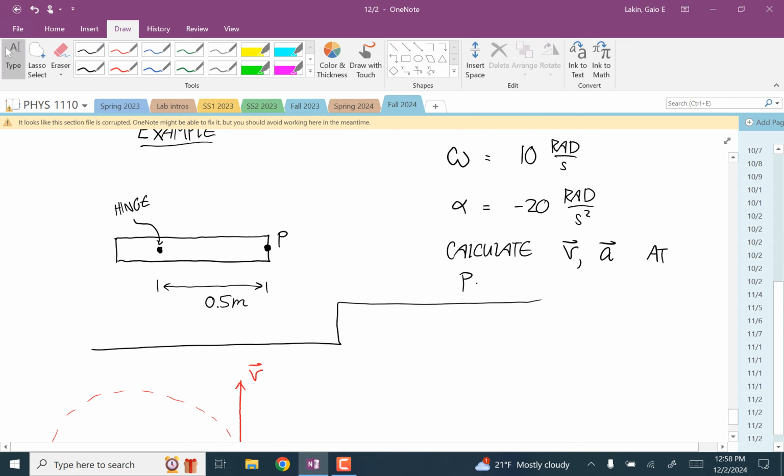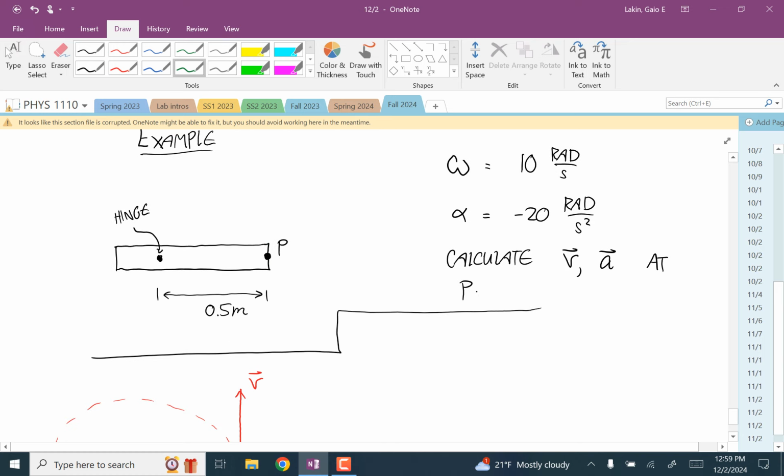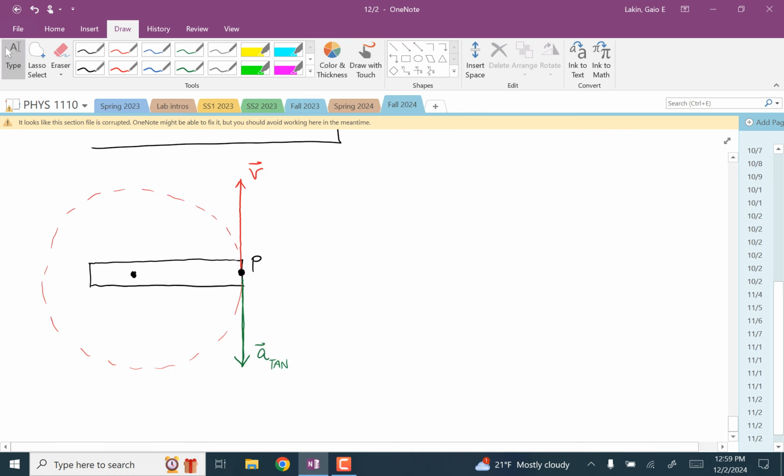Now you can think, is the angular acceleration clockwise or counterclockwise? Clockwise. And so from that, you can say the tangential acceleration has to be this way. Or you could also think of it as those have opposite signs, meaning that it's slowing down, meaning that tangential acceleration and velocity have to be opposite.